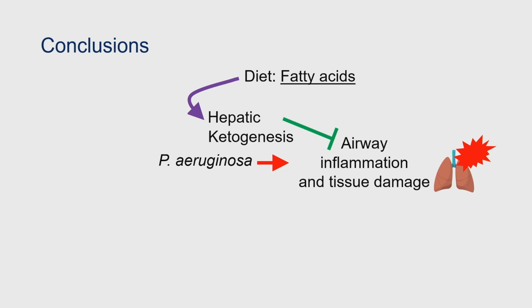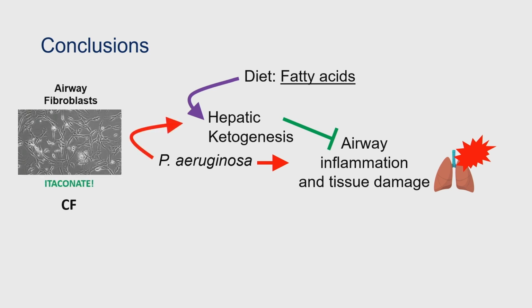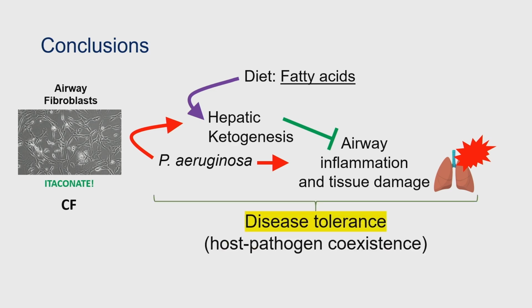But in the airway of people with cystic fibrosis, it looks like Pseudomonas learns how to exploit this environment to be able to coexist with the host, and through the induction of itaconate, it can promote the same ketogenic program, but locally through the airway fibroblasts. That will help the bacteria to be better tolerated and to exploit the lung as a niche to coexist forever with the host. And this leads to disease tolerance and host-pathogen coexistence.